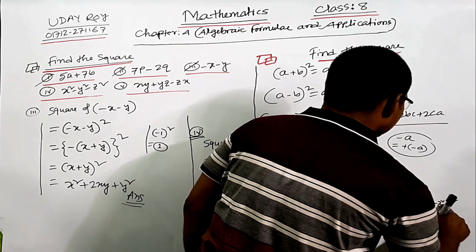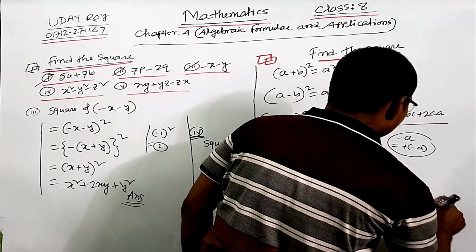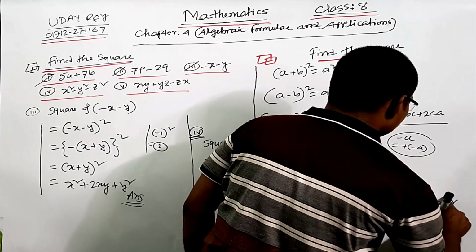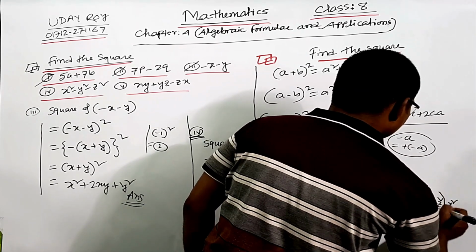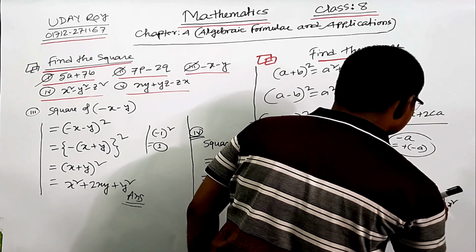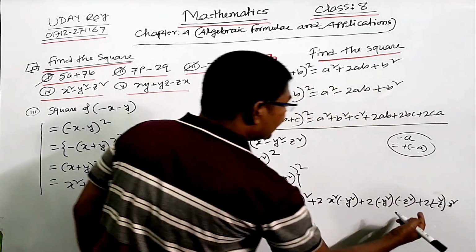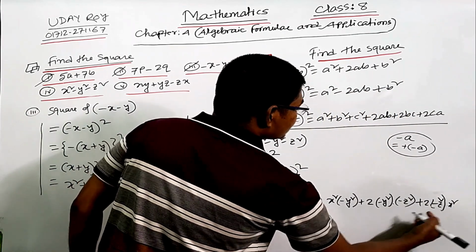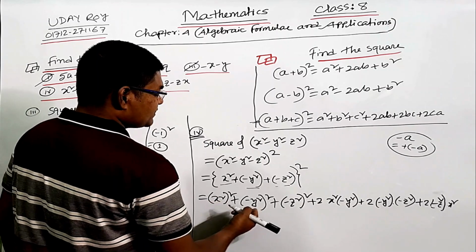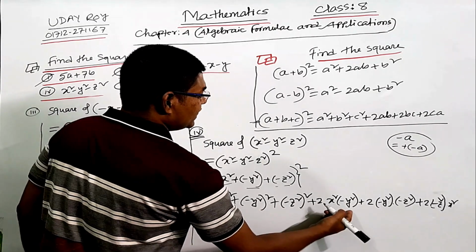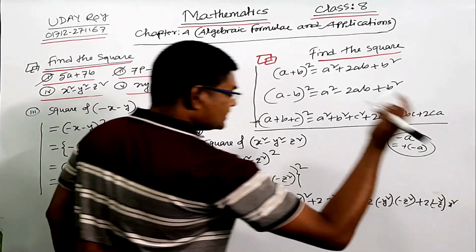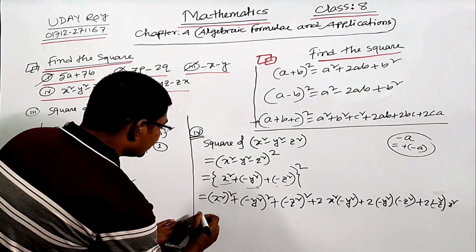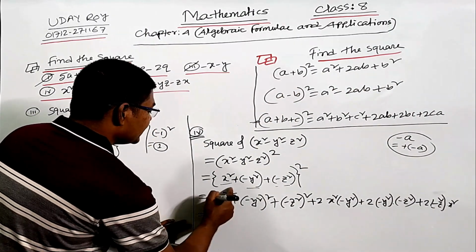Come back, you can see here c position is z square. So we have a square plus b square plus c square, 2ab, 2bc plus 2ca. Now we draw the bracket, here is square, here is square.